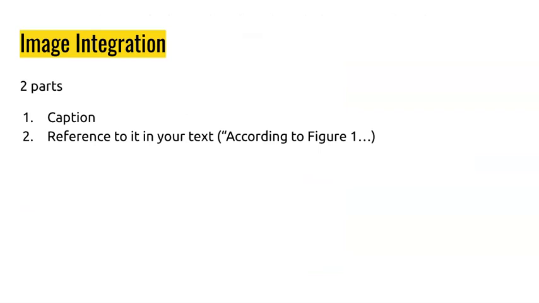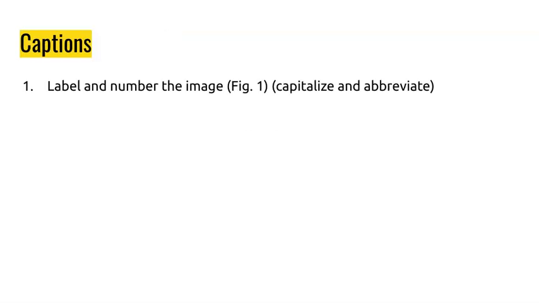In terms of integrating your images into your actual paper, there are two parts. One is a caption and one is you engaging with it in your text. We'll talk first about captions. There are a number of steps that you should take for making your captions. The first thing that you're going to do is label and number the image. So your captions will be Figure 1, Figure 2, etc. Figure is abbreviated to FIG, period, in the caption itself. In your writing, it's not going to be abbreviated. So I'll always see it abbreviated in the caption.